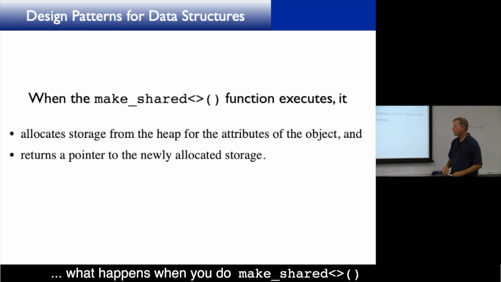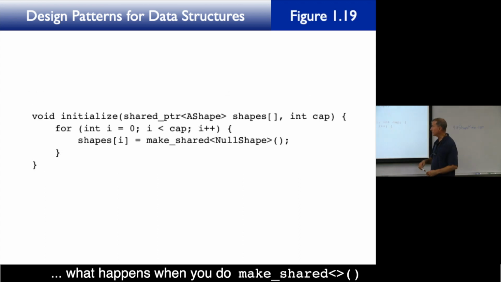So let's review a little bit what happens when you do new. When the new operator executes, it does two things, if there's no constructor involved, but we'll get to that in a minute. The first thing it does is it allocates storage from the heap for the attributes of the object, and then it returns a pointer to the newly allocated storage. So let's go back to figure 1.19. Here when it says new null shape, what does it do? It allocates storage from the heap, and then it returns the pointer to it.